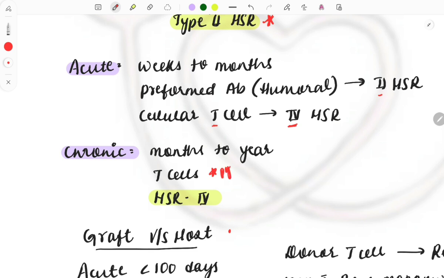So this was a PYQ, which of the following cells will be causing the chronic type of graft rejection. And this is a type 4 hypersensitivity reaction, which is also called delayed hypersensitivity, because you can see it takes a lot of time to develop, that's why it is called delayed.